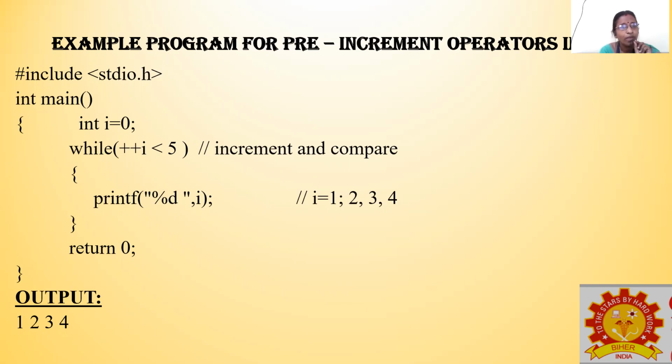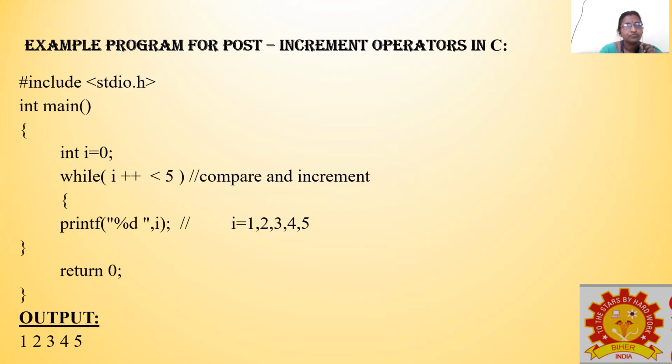Then go to the while loop, ++i, a pre-increment. Increment the i value. The updated value of i is 4, and when you increment it becomes 5. 5 is now compared with 5. 5 is not less than 5, so you come out of the while loop. Now what will be the output for this program? The output will be 1, 2, 3, 4 as we have done with the pre-increment operator.